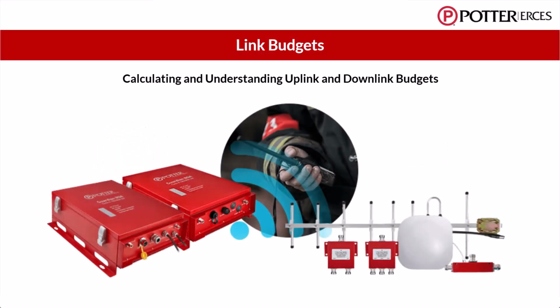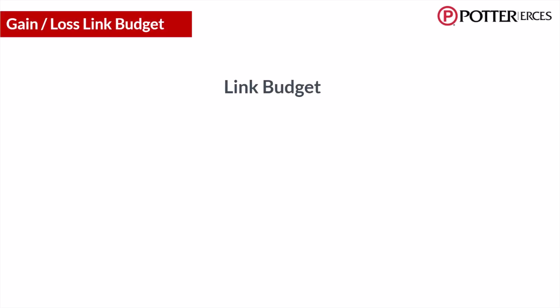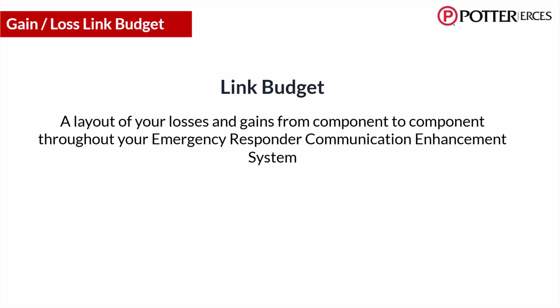In this module, we will discuss what a link budget is, the importance of a balanced distributed antenna system, and how to calculate your system's expected noise factor to determine your BDA's uplink gain and ensure the radio network is protected. A link budget is simply a layout of your losses and gains from component to component throughout your ERCES.